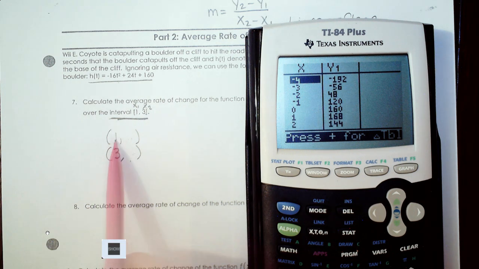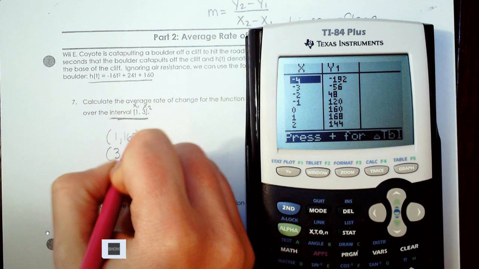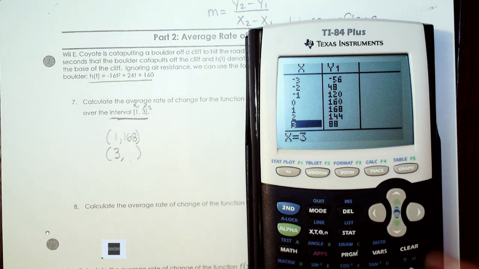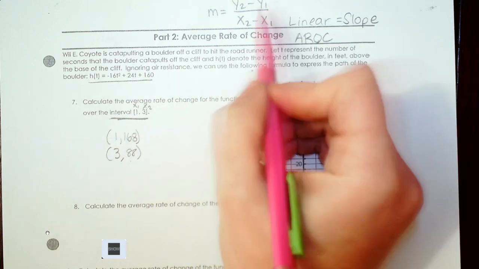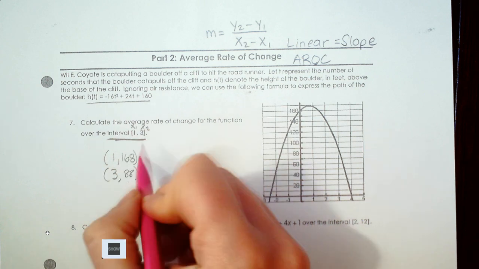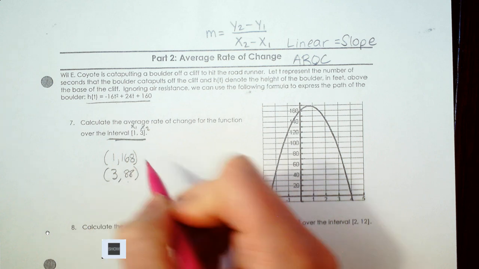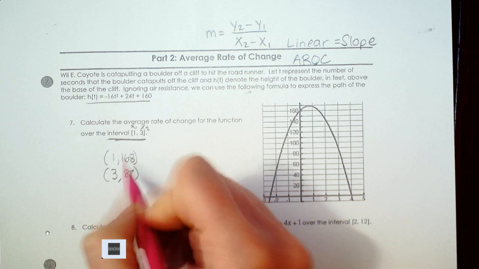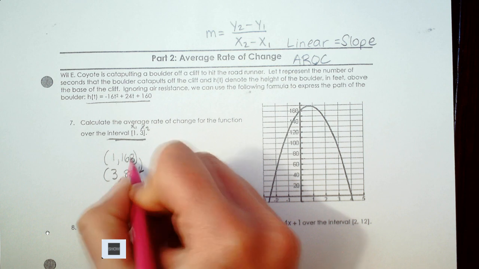Okay, so when x is 1, y is 168. And when x is 3, I gotta go down a little, y is 88. All right, so now I have my points. Now I can use my formula up here. All right, and I know in my class we talked about this. You can do the top minus the bottom or the bottom minus the top, as long as you do it the same way for both your y's and your x's. And you have to start with y on top. All right, so let's do it this way. Let's do 168 minus 88.